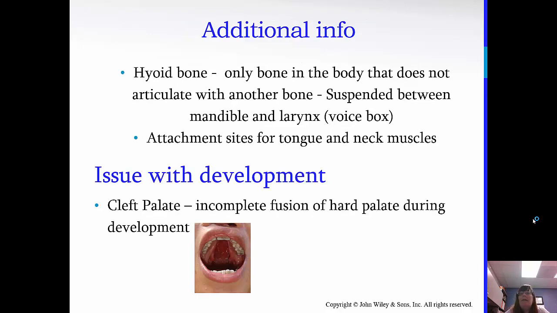The hyoid bone is the only bone in the body that does not articulate with another bone. It's kind of suspended between the mandible and your larynx, which is your voice box. It is an attachment site for tongue muscles and neck muscles. And very importantly, if somebody is manually strangled, oftentimes they can tell because their hyoid bone is cracked and broken.